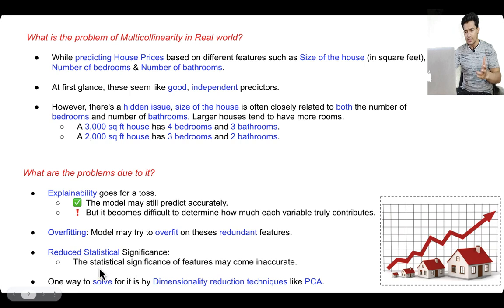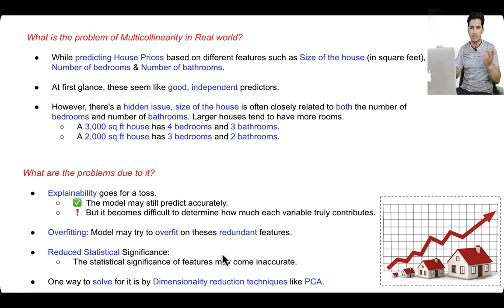And the third problem is reduced statistical significance. Normally we do the statistical significance, the p-value estimation of a feature, to understand whether that feature is really important to determine the target variable or not. Because all the features are redundant or carrying the same information, it becomes very hard for the model to figure out which feature is statistically significant or not. So these are some of the problems: explainability, overfitting, and reduced statistical significance.